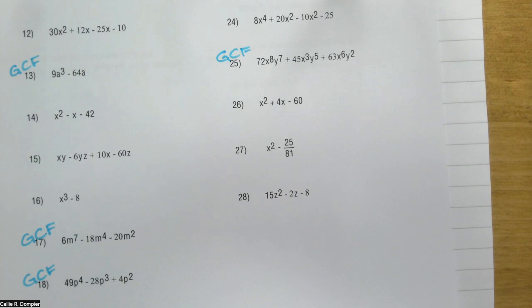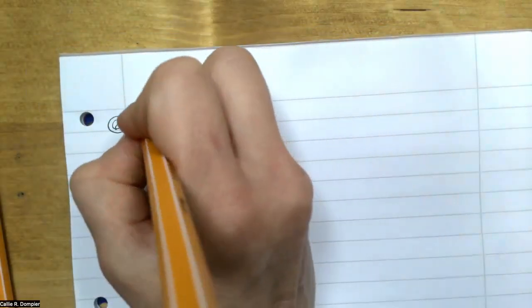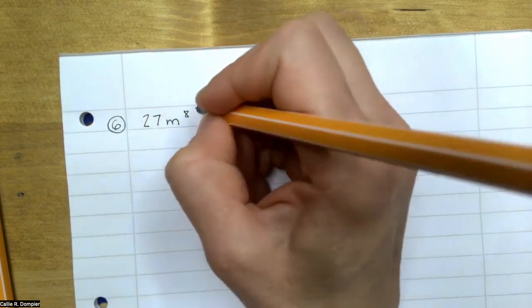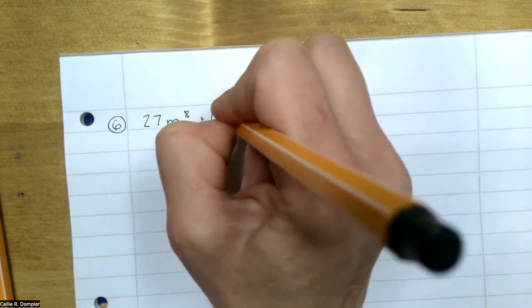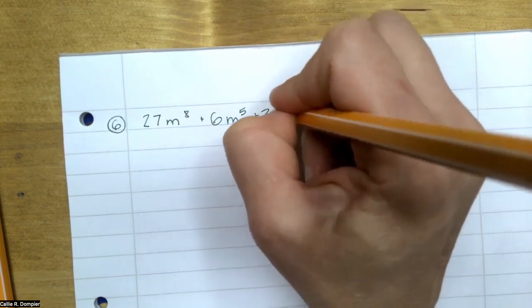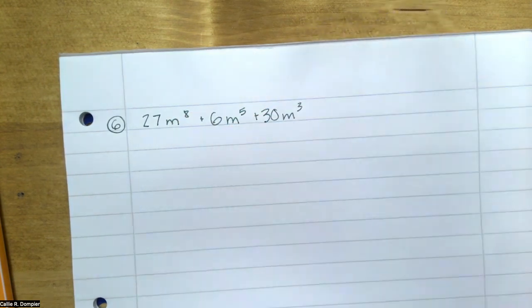Should we work on that? Let's work on greatest common factor first, beginning with number 6. So number 6 was 27m to the 8th plus 6m to the 5th plus 30m to the 3rd.